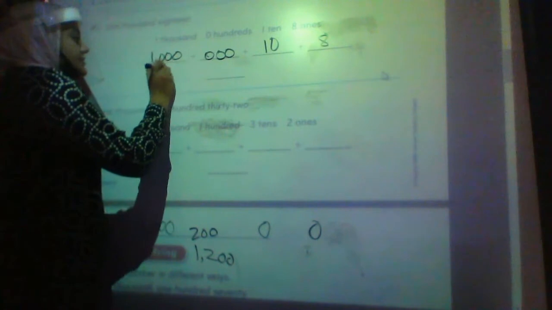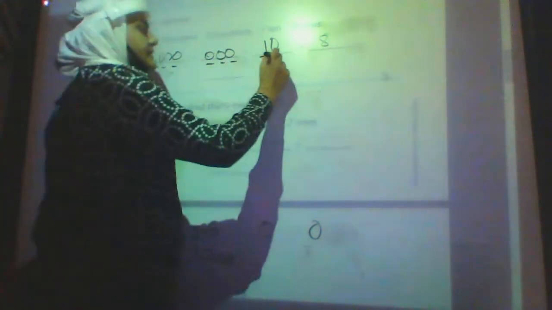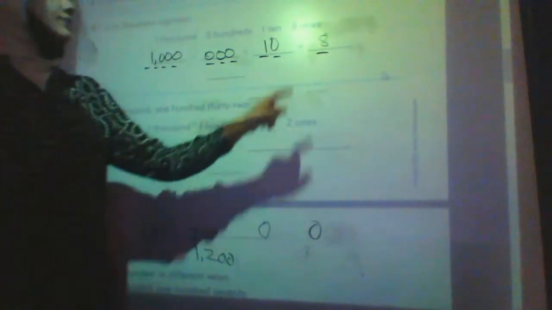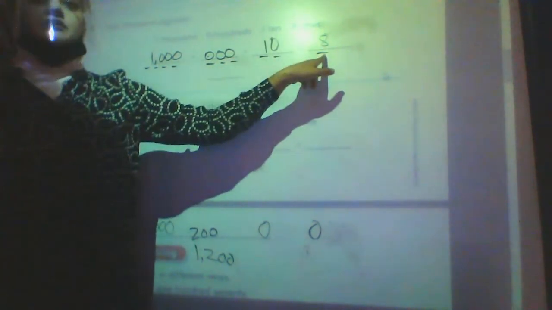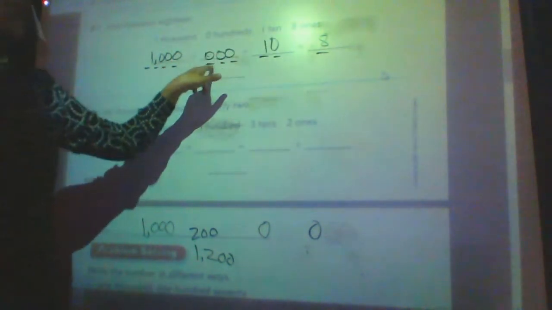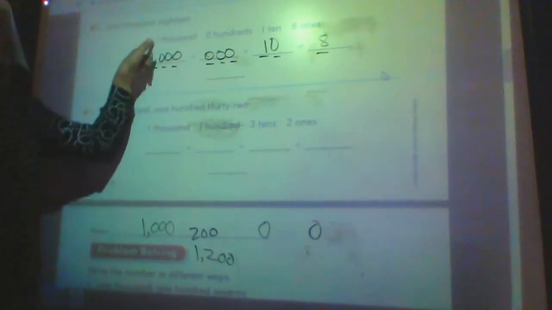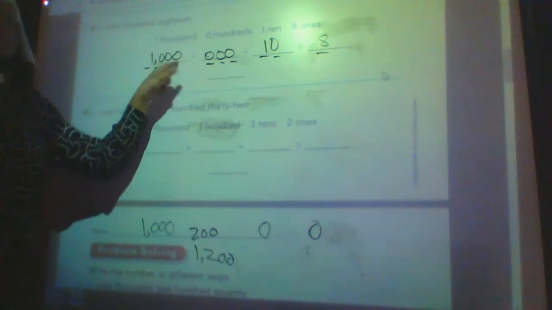If you just remember that the thousands place has 4 digits, the hundreds place has 3, the tens has 2, and the ones has 1, then you'll know that this is 10, so I'm going to write 1, and this is 0. This is just 1 digit, so it's 8. This is 3 digits, so I'm just going to write 3 zeros. And this is 4 digits, so there's 1,000, and the rest will be 0, 0, 0.